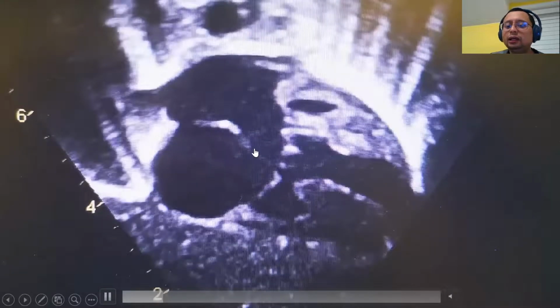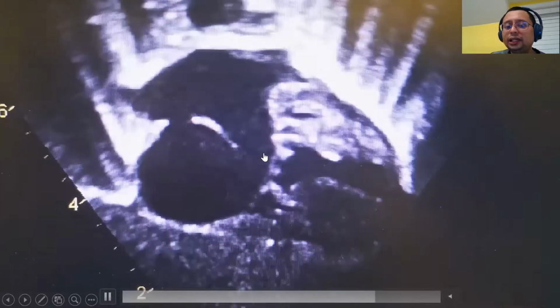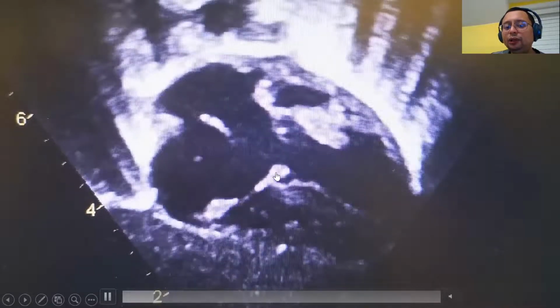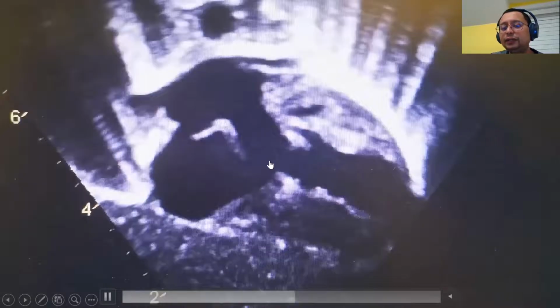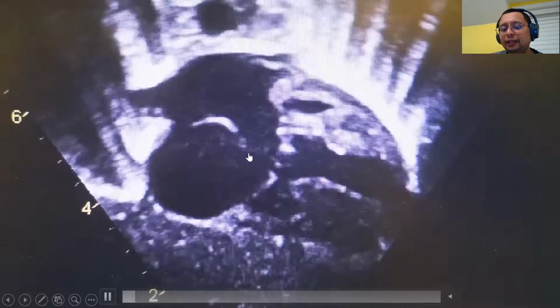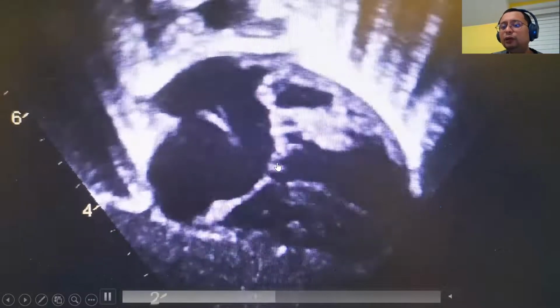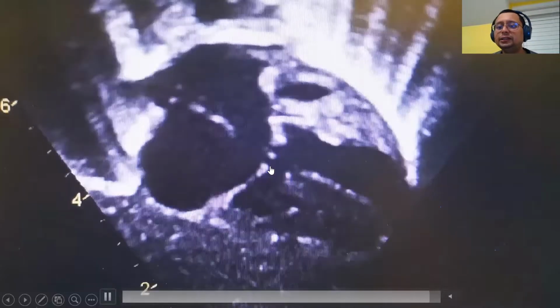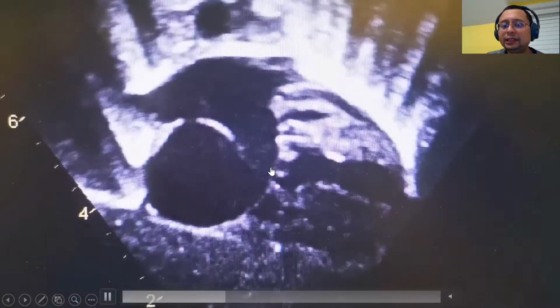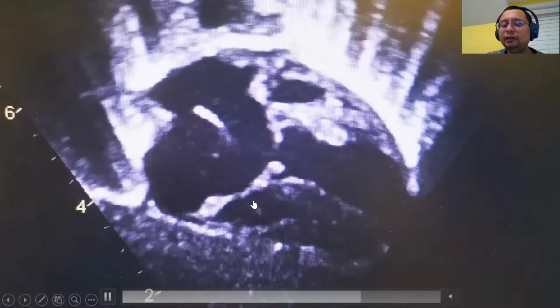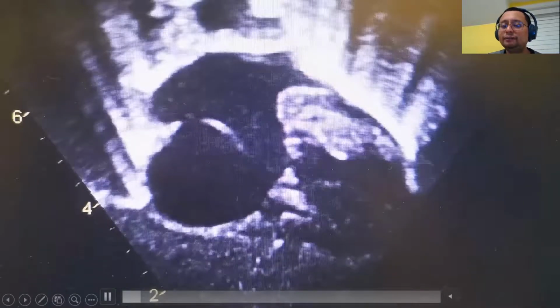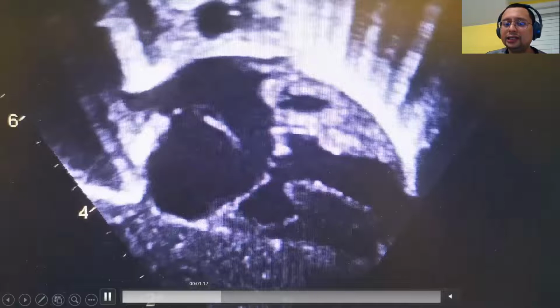So you tell me, why is this not ASD secundum? This is not ASD secundum because you don't have any atrial septum bordering the inferior side. You have a superior border, but you don't have an inferior border, so this cannot be ASD secundum. The second reason is that the left AV valve and the right AV valve are actually at the same position. So that is again ASD secundum.